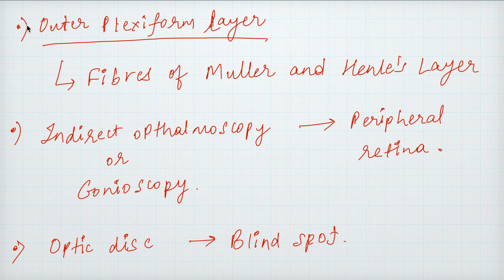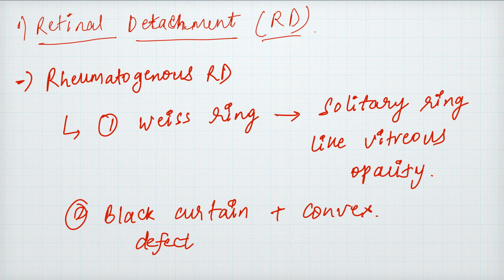Now the outer plexiform layer, it comprises of what? The fibers of Müller and Henle's layer. So the outer plexiform layer is comprised of fibers of Müller and Henle's layer. Now indirect ophthalmoscopy or gonioscopy is used for what? It is used to visualize the peripheral retina. Now, the optic disc is the blind spot. This is a very easy point, but important to remember.